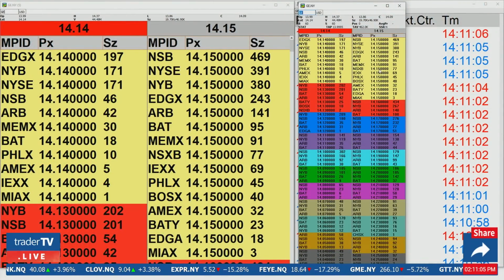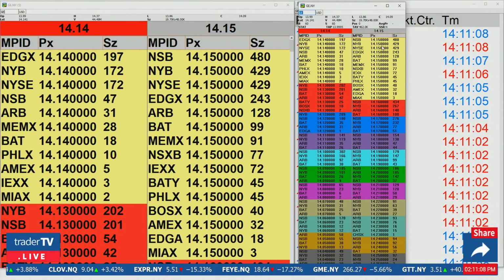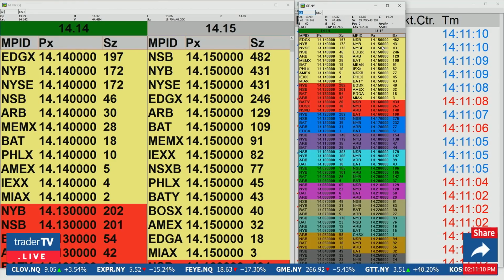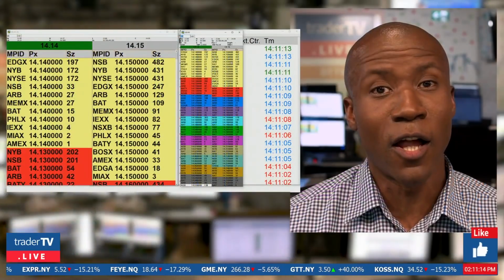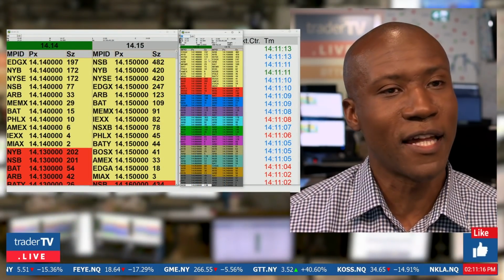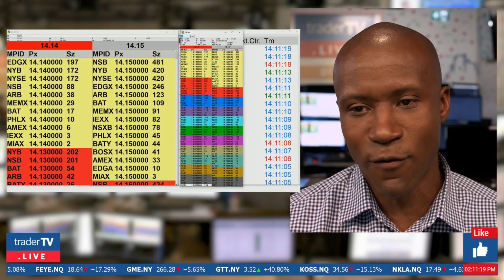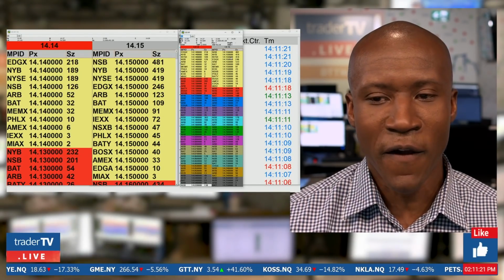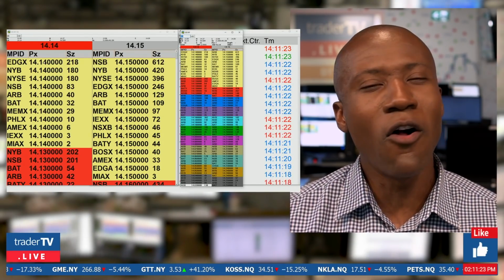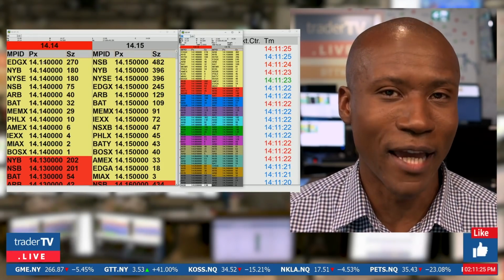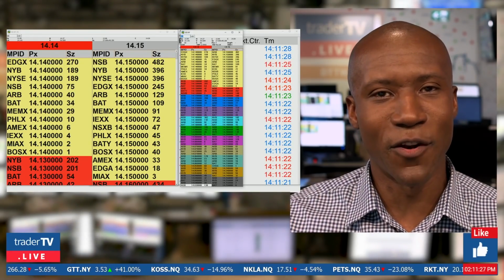On the other side, we have all of the offers. There are no transactions without a buyer and a seller. This is where people will post their intent to buy and sell and wait to be filled. So you get a 1 cent spread, 14.14 by 14.15 on your level 2. We have a depth of book. We have all of the individual gateways, I call them gateways because I'm old, that are available in the market.